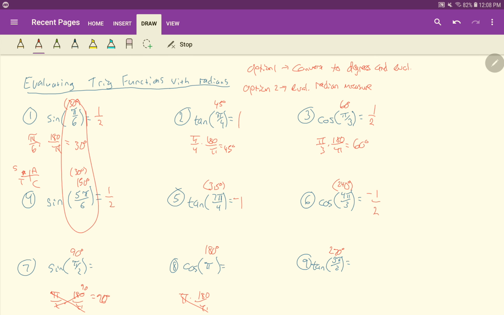Notice here, what are the radian measures? Pi over 6, 5 pi over 6. They're both simplified, right? And they both have the same reference angle of 30 degrees, or in other words, pi over 6. So when you see that pi over 6 in your radian measure, and it's simplified, that means that pi over 6 is going to be your reference angle.